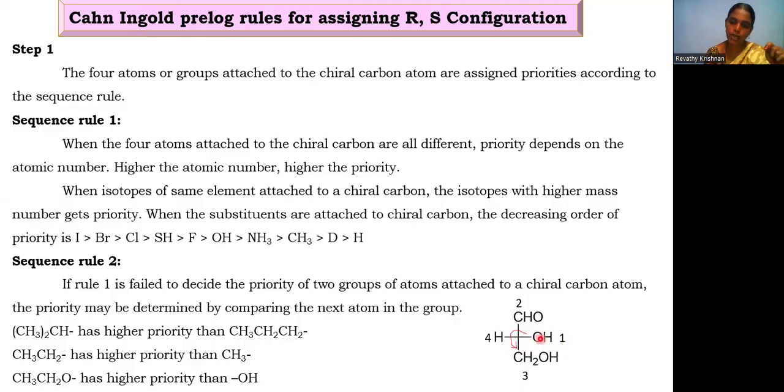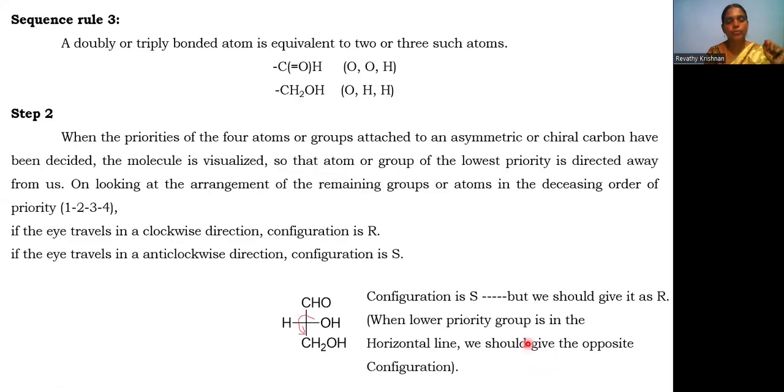When coming to the second priority, the next two atoms are both carbon. Here the carbon is in the form of an aldehyde, that is C double bond O. Here it is in the form of CH2OH, a primary alcohol, where the carbon is attached to two hydrogens and one oxygen. For this kind of compound, we need one more rule. What is the third rule? The sequence rule is that a double bond or triple bond is equivalent to two or three such atoms.